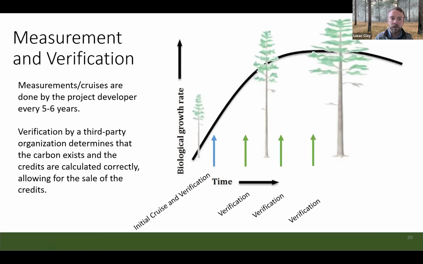The next tenet is measurement and verification. So this, again, goes along with the credits being real, but then having a third party measure what was actually happening out in the forest every 5 to 6 years. So after the project developer comes through, measures the trees, and says we have this many carbon credits, then a third party is going to make sure that that carbon exists, that the credits are calculated correctly, and then the credits would be available for sale.